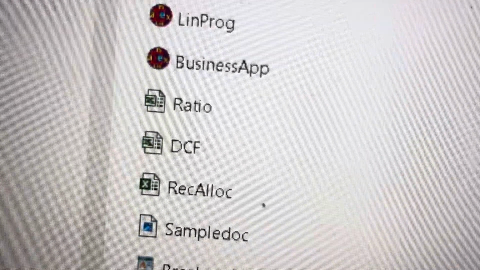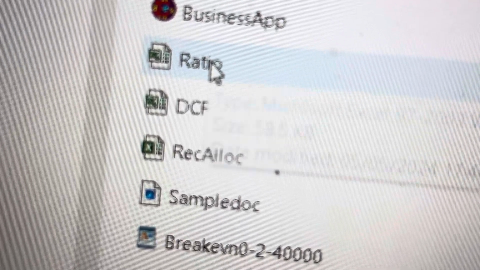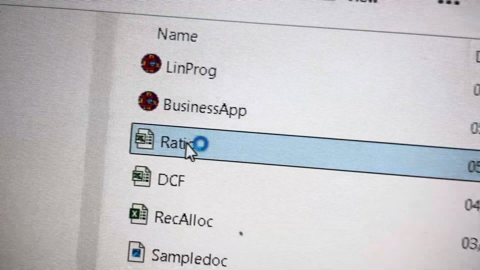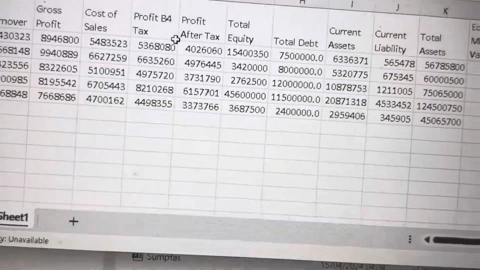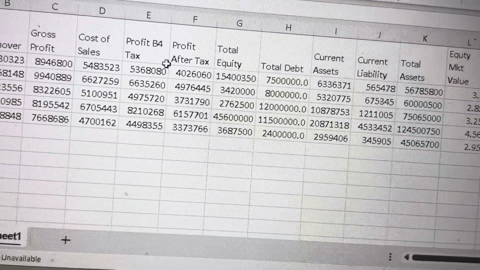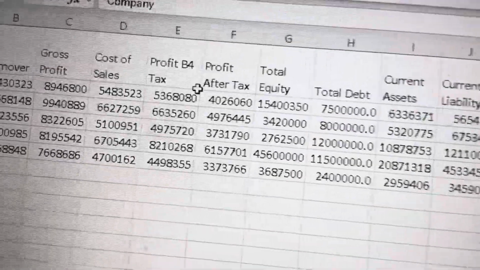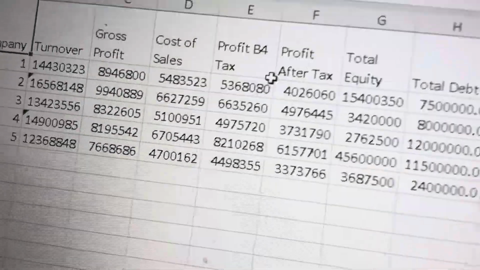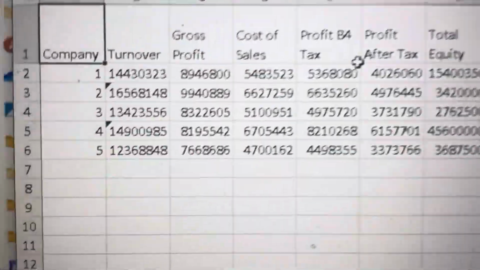Ratio. Yeah, that's the file explorer. That's it here. So we'll double click to open it. And this ratio also is in 97-2003 Excel file format. Now let us see what we have here.